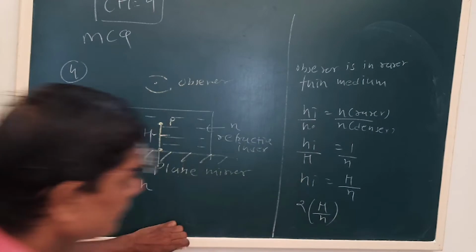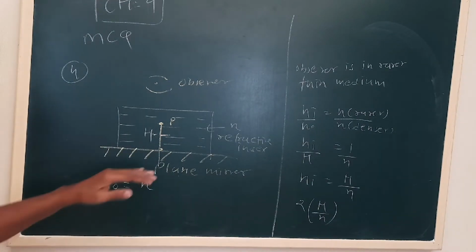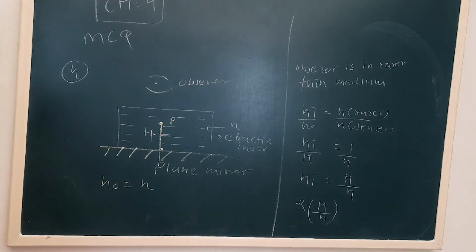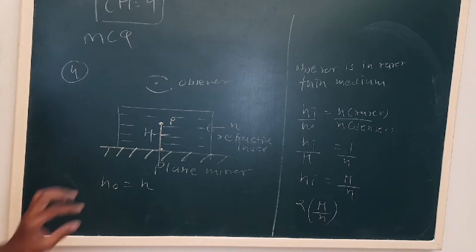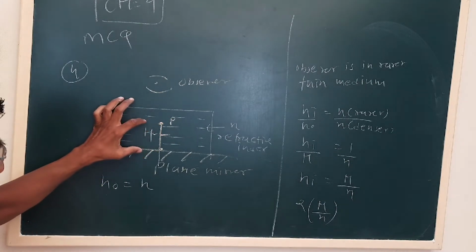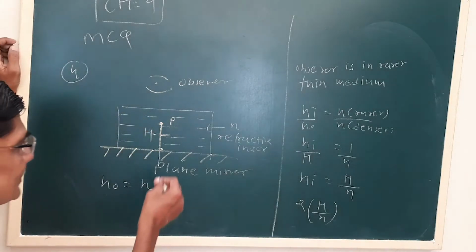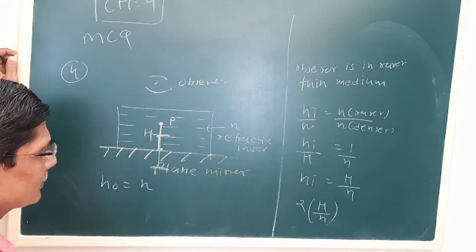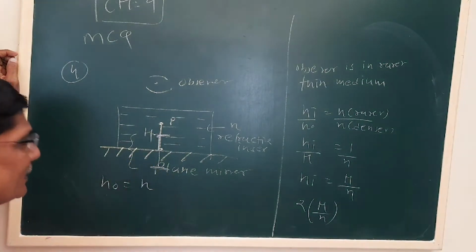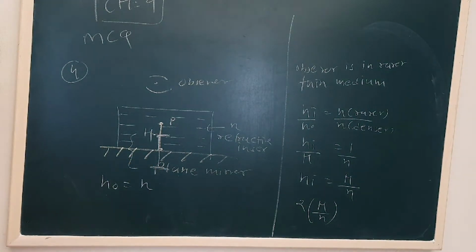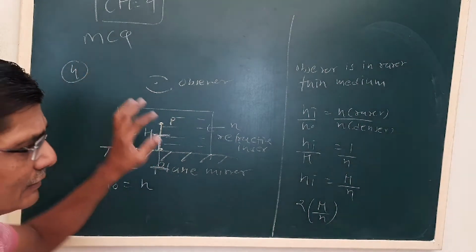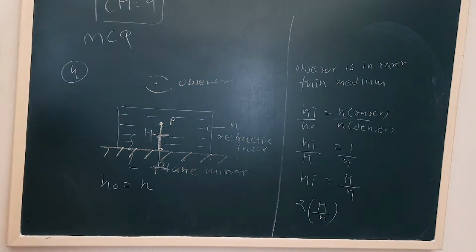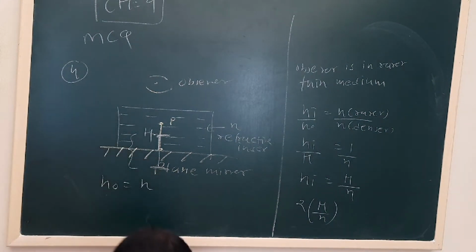Why? Because the image formed by a plane mirror is virtual, erect and of the same size. So HO, that is capital H, is the height of the object, H by N is the image distance, and the image will be formed at the same distance on the other side. So what will be the total distance here? 2H by N. Here no other distance is given, so we do not worry about that. So this is about MCQ number 4.